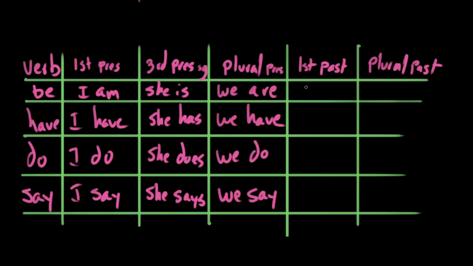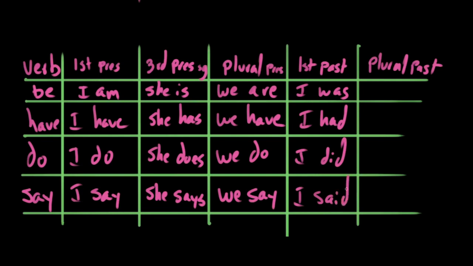And in the past tense, in the first person, these 4 verbs form the following: I was, I had, I did, and I said. And in the plural past, it was we were, we had, we did, and we said.